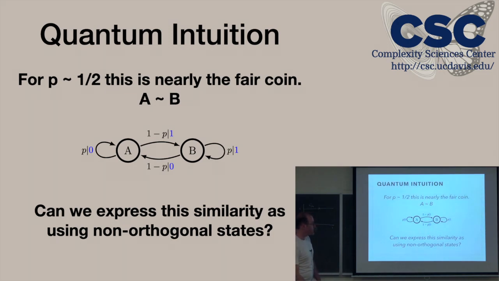But here we are re-examining this question in the quantum context. And we want to say, well, when we're really close to p equals 1/2, the future according to this state is really similar to the future according to this state. So in some sense, these things aren't really orthogonal anymore. And taking that literally, can we use that to express these two different states as non-orthogonal quantum states? That's the idea.